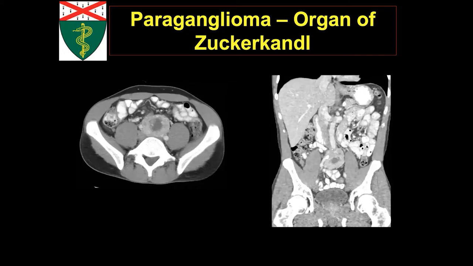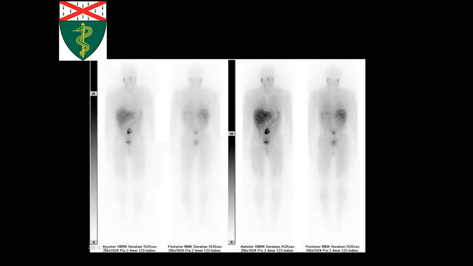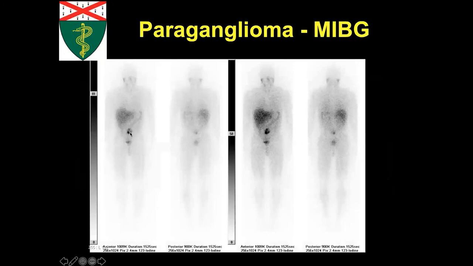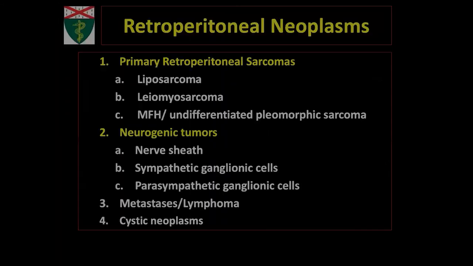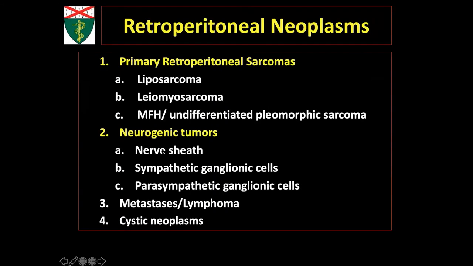If you want a nuclear medicine confirmation, in this case, MIBG is the best test to get. You can see over here, uptake of this paraganglioma on the MIBG images. So that covers neurogenic tumors, the nerve sheath tumors, sympathetic and parasympathetic tumors. We'll move on to mets and lymphoma.